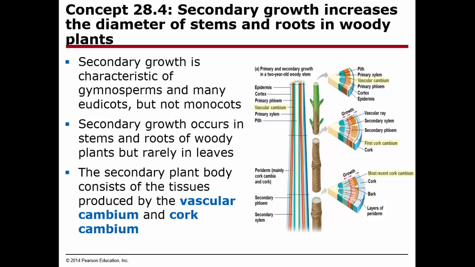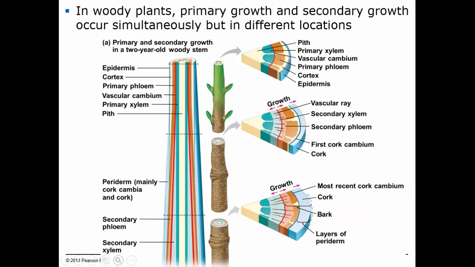The tissue that's produced through secondary growth arises from the two lateral meristems, the vascular cambium and the cork cambium. Keep in mind that primary and secondary growth can occur at the same time in the same individual plant, but in different locations.